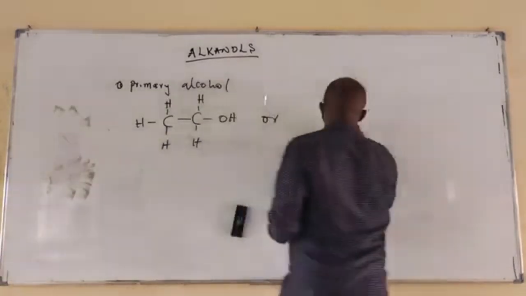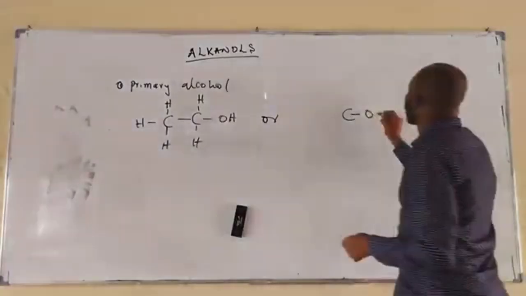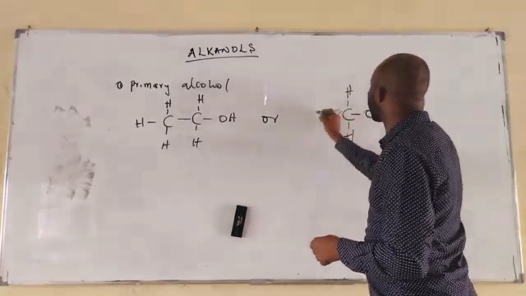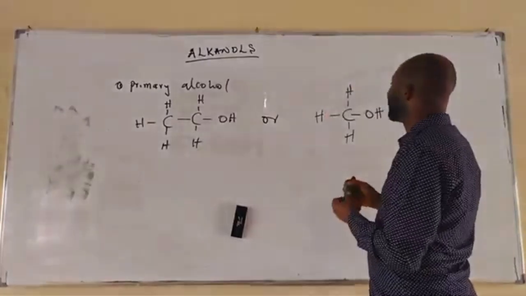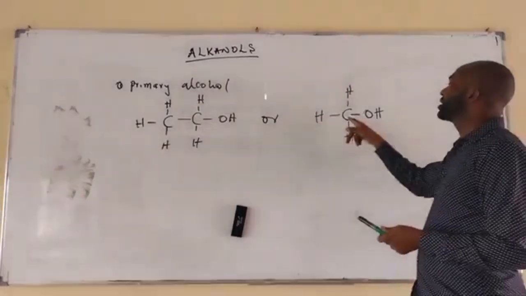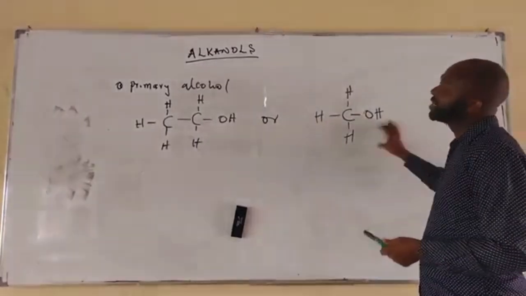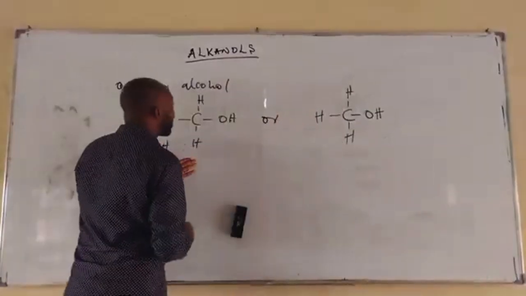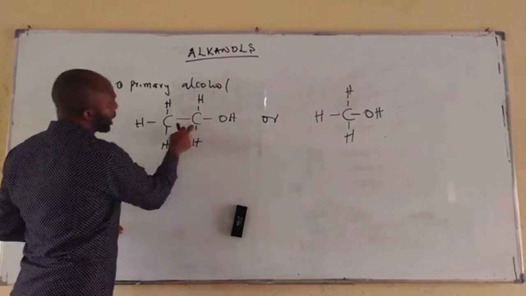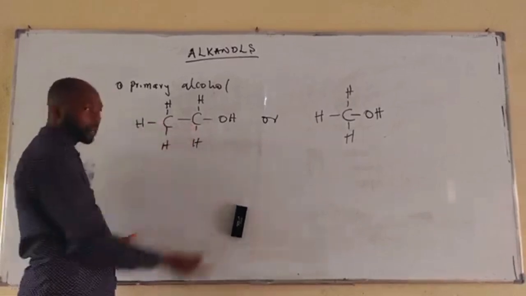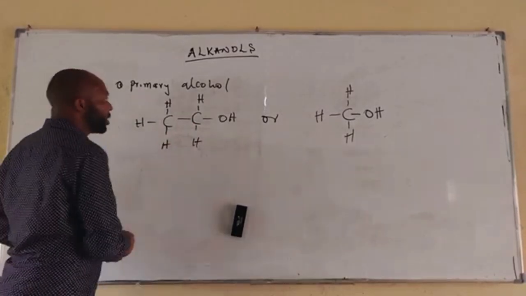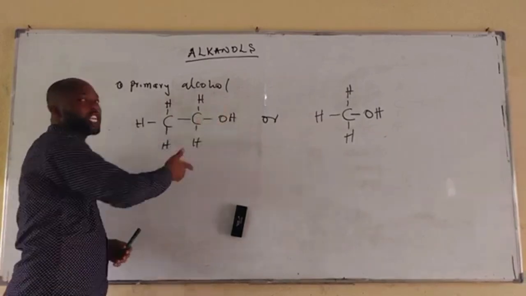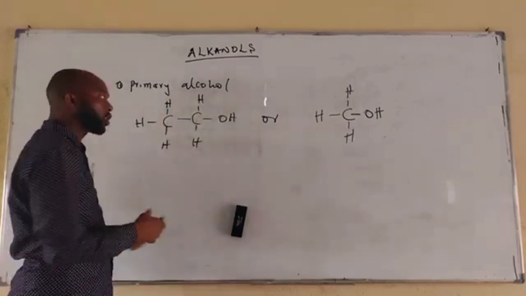Or I can have this. This is my carbon carrying the OH group. So if it's attached to no carbon atom, which means it will be hydrogen, so this is CH3OH. This gives us what? Methanol. Then this one, which is also a primary alcohol, is attached to one carbon atom, and this is ethanol. So it can be butanol, as the case may be, and the position of the OH defines whether it is primary or secondary or tertiary.